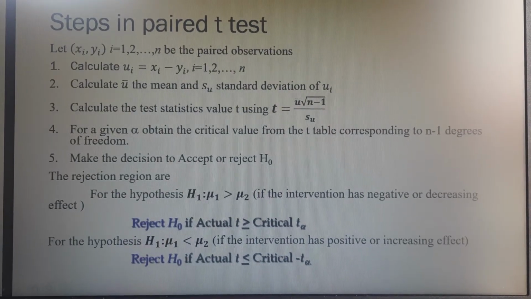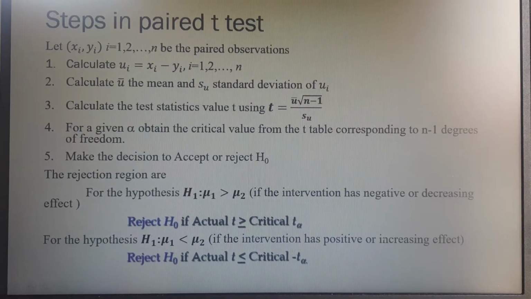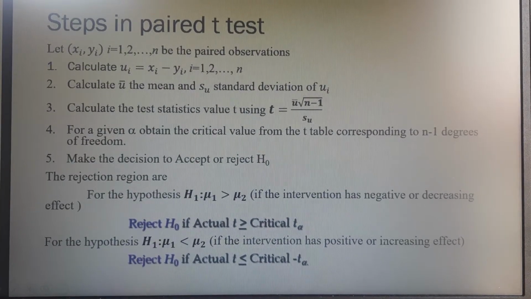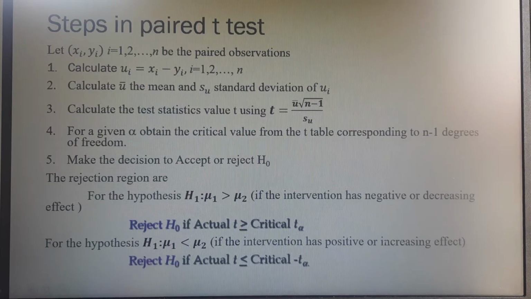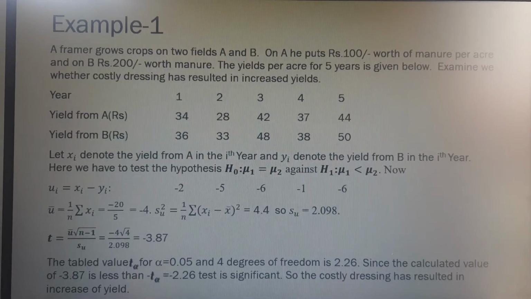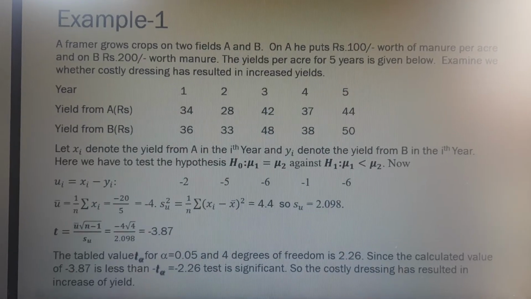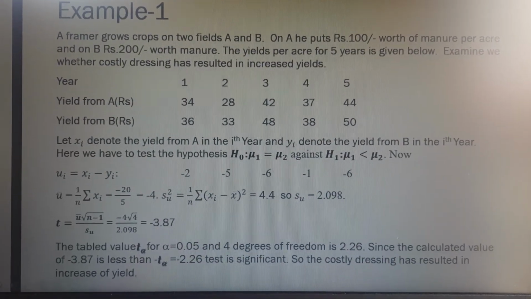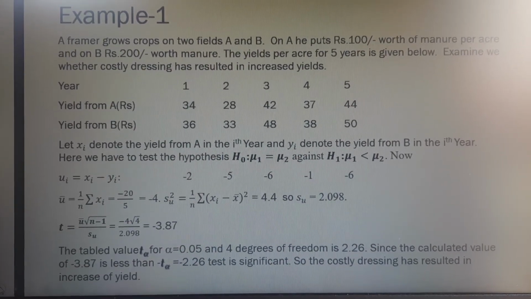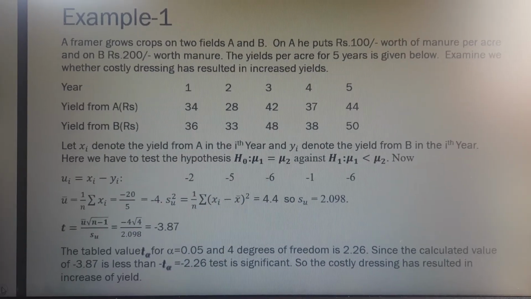For the hypothesis H1: mu1 greater than mu2, reject H0 if actual t is greater than or equal to t alpha, and for the hypothesis H1: mu1 less than mu2, reject H0 if actual t is less than or equal to minus t alpha, the tabled value. Usually, this test is used to compare the same pre and post-test value. Sometimes this is used to compare two type of manuals or two type of medicines, etc., with equal number of observations in both the cases.